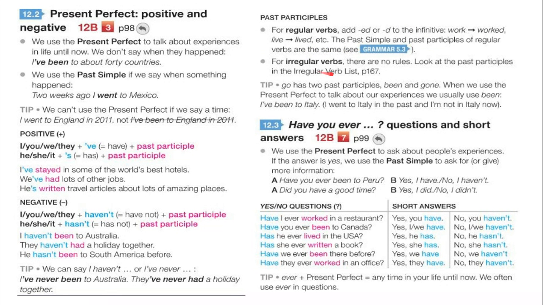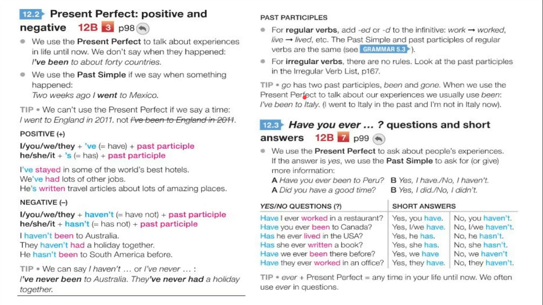For irregular verbs, there are no rules. We have to look for and learn the irregular verb list that comes on page 167. So you can go and look it up. I'm not going to do so because I would get lost in all the verbs, and I just want to explain the grammar. So if you want to make your sentences, go through that page and check the third list: present, past, and past participle.